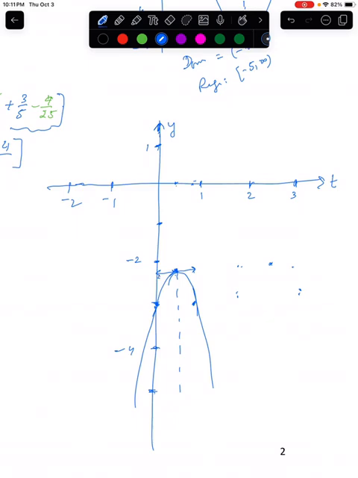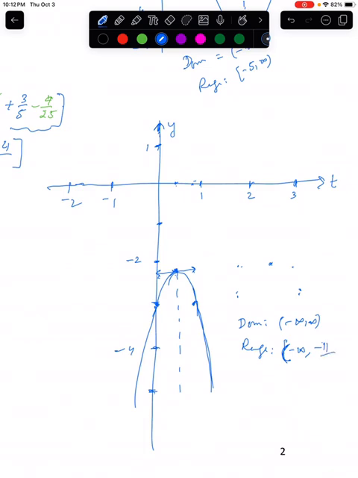So this is the parabola. So what is the domain? Negative infinity to infinity, and the range will be negative infinity, so parentheses here, to negative 11 over 5 or negative 2.2. So that will be the range.